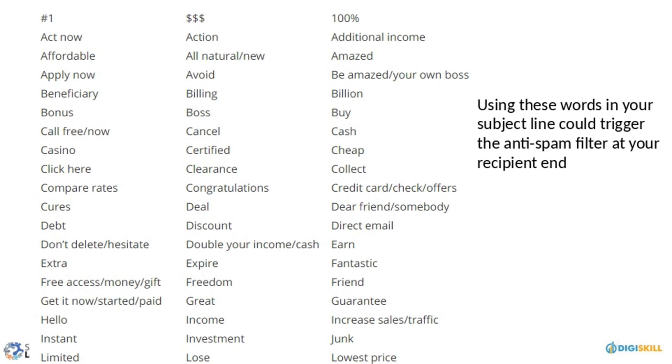So just hold on. These are some of the words that you should not be using in your headline at all. So earn, fantastic, friend, guarantee, junk, lowest price, additional income, billion, buy, cancel, certified, income, investment, loss. These are words which will trigger off the spam filters and make your email end up in the spam folder.